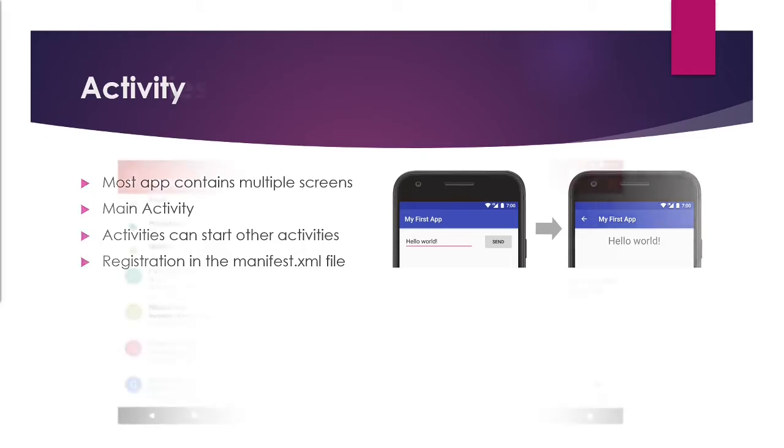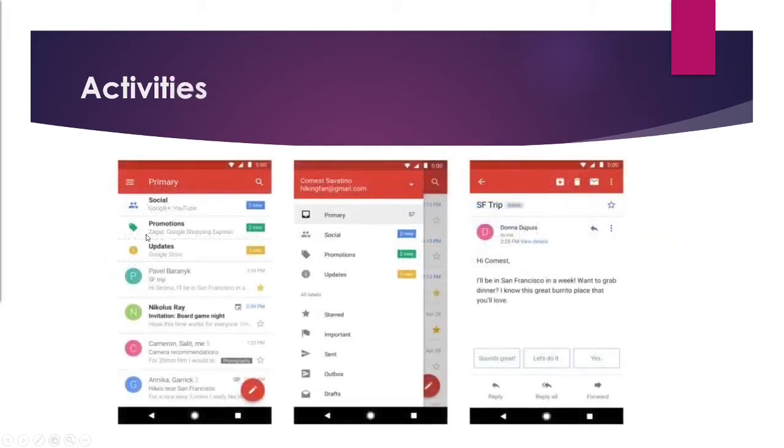For example, the main activity in an email app may provide the screen that shows the inbox. From there, the main activity might launch other activities that provide screens for tasks like writing email and opening emails.